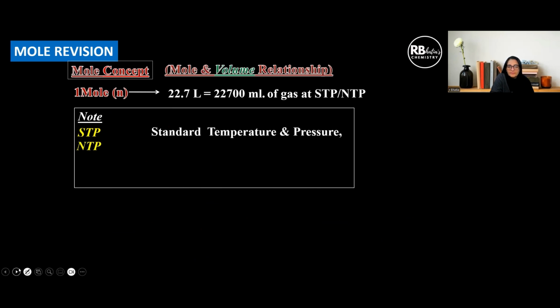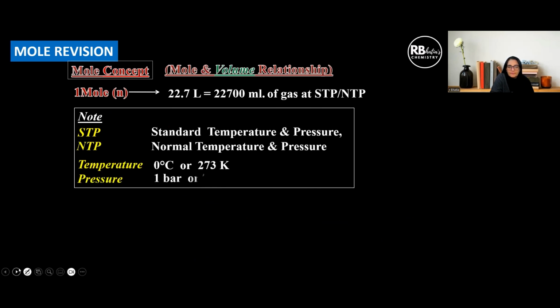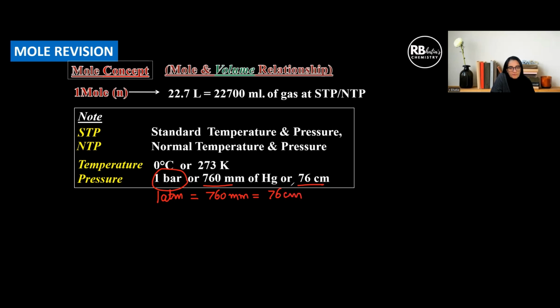I've already explained this concept to you. This 1 bar is approximately equal to 760 mm of mercury or 76 centimeter. The older standard condition of pressure used to be 1 atmosphere, which was equal to 760 mm of mercury or 76 centimeter of mercury, right? But the new standard is 1 bar.